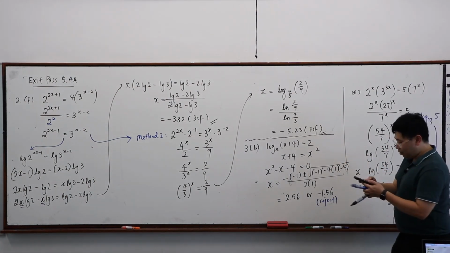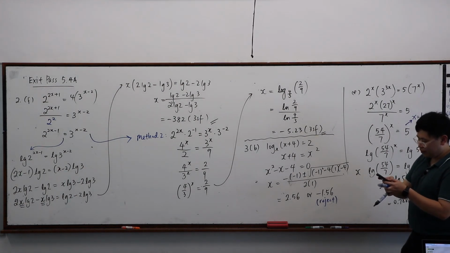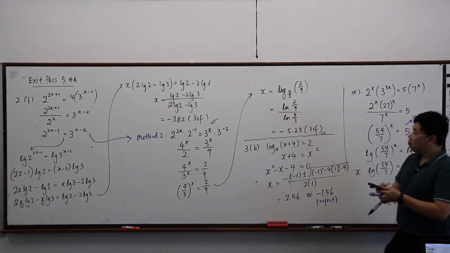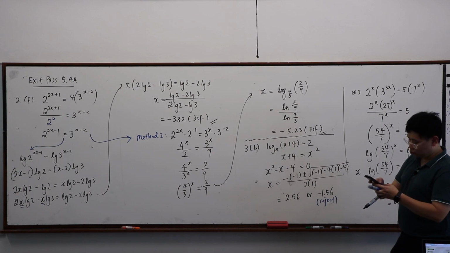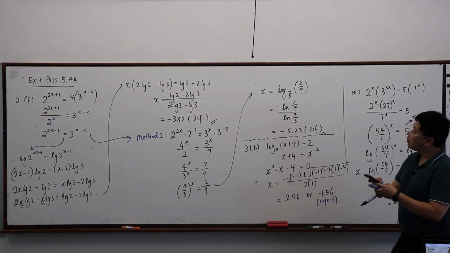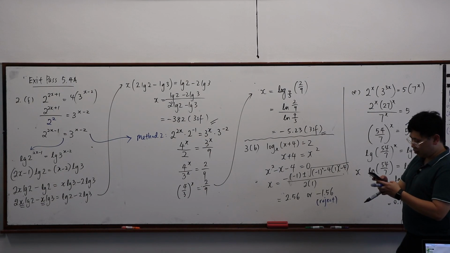Okay, my calculator problem. Let's try. So ln 2/9 divided by ln 4/3. My first one, calculator wrong. Log 2 minus 2 log 3, divided by 2 log 2 minus log 3.